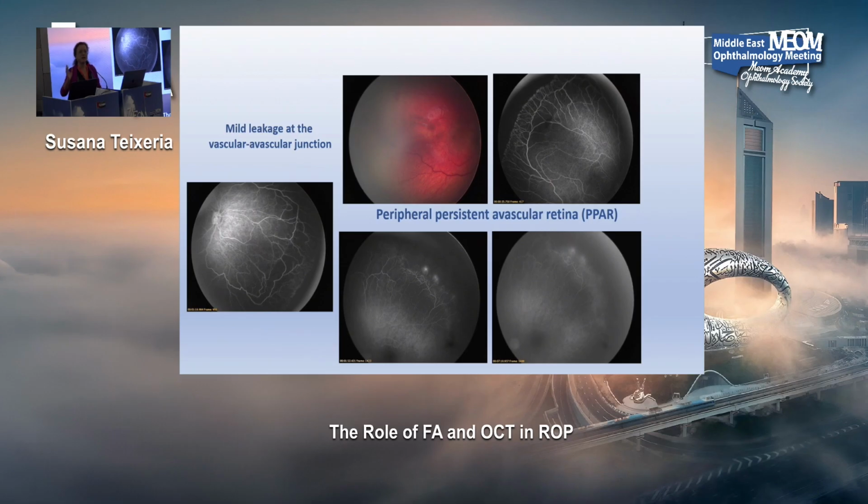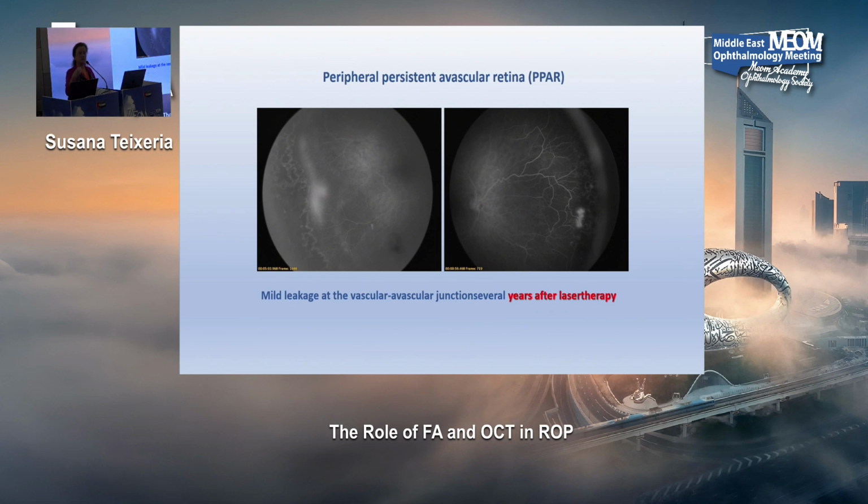So when we have those peripheral avascular retinas, we must look for the transition. Sometimes you have a normal transition, with no leaking, so it's an inactive, in my way of saying it, peripheral avascular area. And other times you have some kind of activity, some staining, and sometimes really exudation. So there are different degrees of severity of this transition. So we must always look at those transitions.